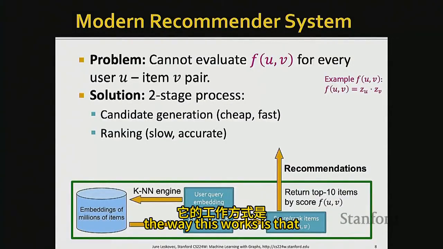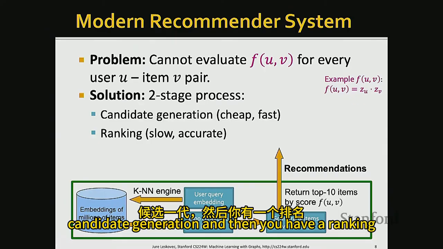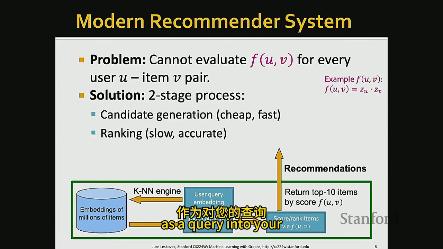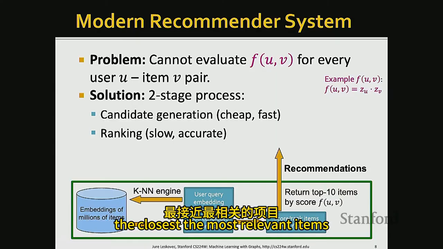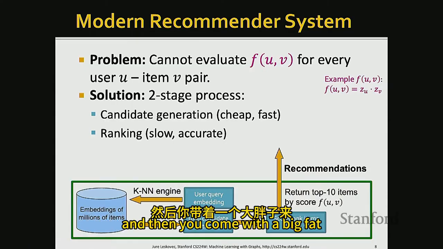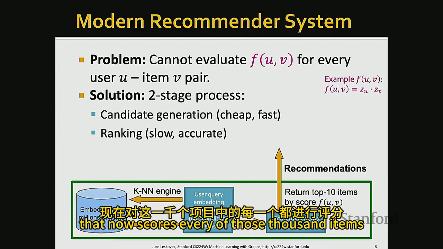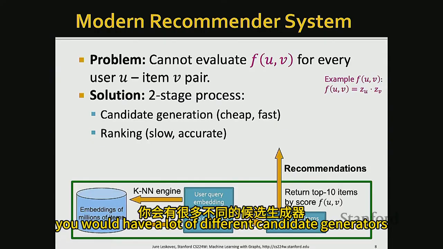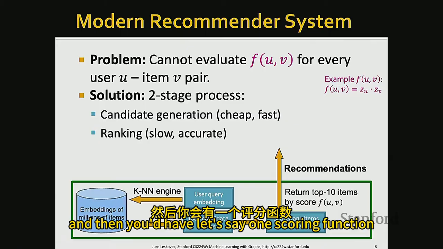So usually the way this works is that you have a two-stage process: candidate generation, and then ranking. In candidate generation, the idea is that you use the user as a query into your database of items, and you retrieve the closest, most relevant items, maybe 100, maybe 1,000 of them. Then you have a big ranking stage that scores each of those 1,000 items with respect to the user. In a recommender system, you would usually have a lot of different candidate generators that look at various aspects, and then one scoring function.